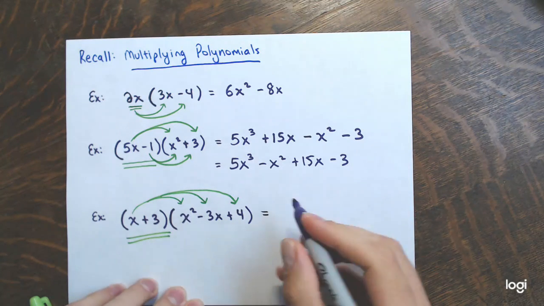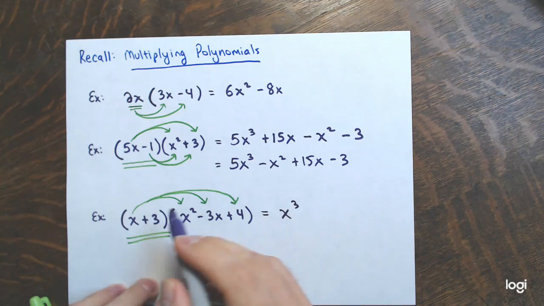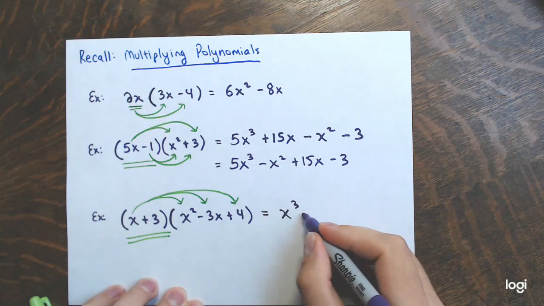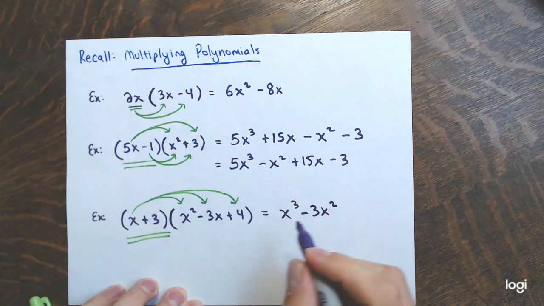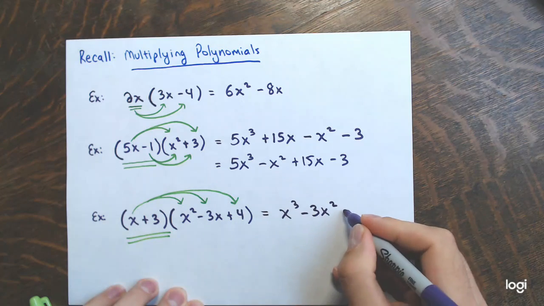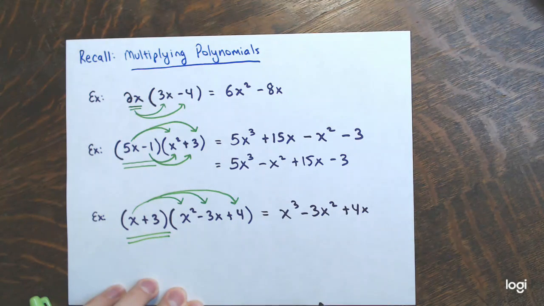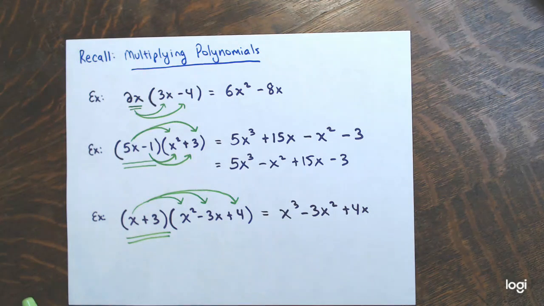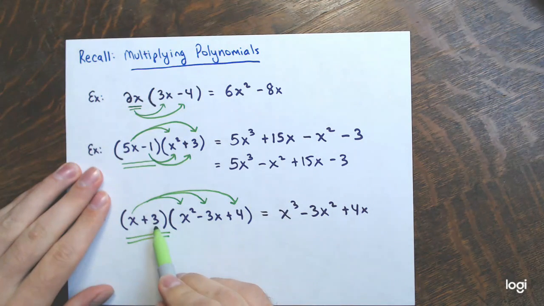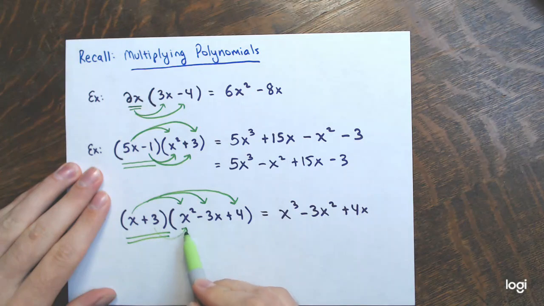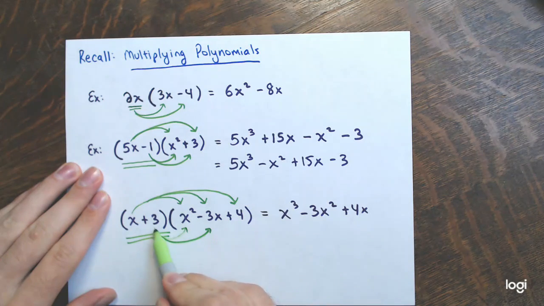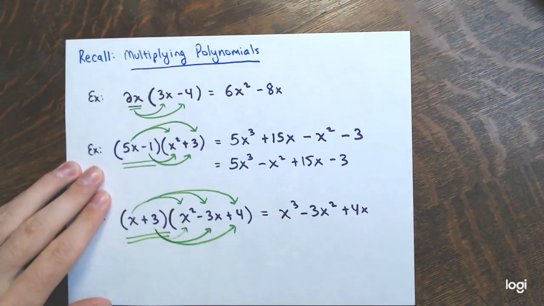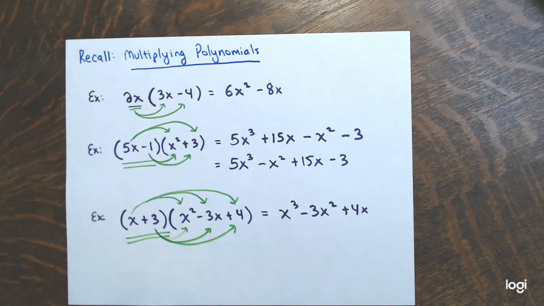X times the x squared would be x cubed. X times the negative 3x would be negative 3x squared. And then the x times the positive 4 would be positive 4x. And then I'm done with the x in this polynomial I chose. Then I move to the next term, right, the positive 3, and distribute that to the other polynomial. Right? So you just take every term from one polynomial and distribute it to the other polynomial, and then combine like terms afterwards.